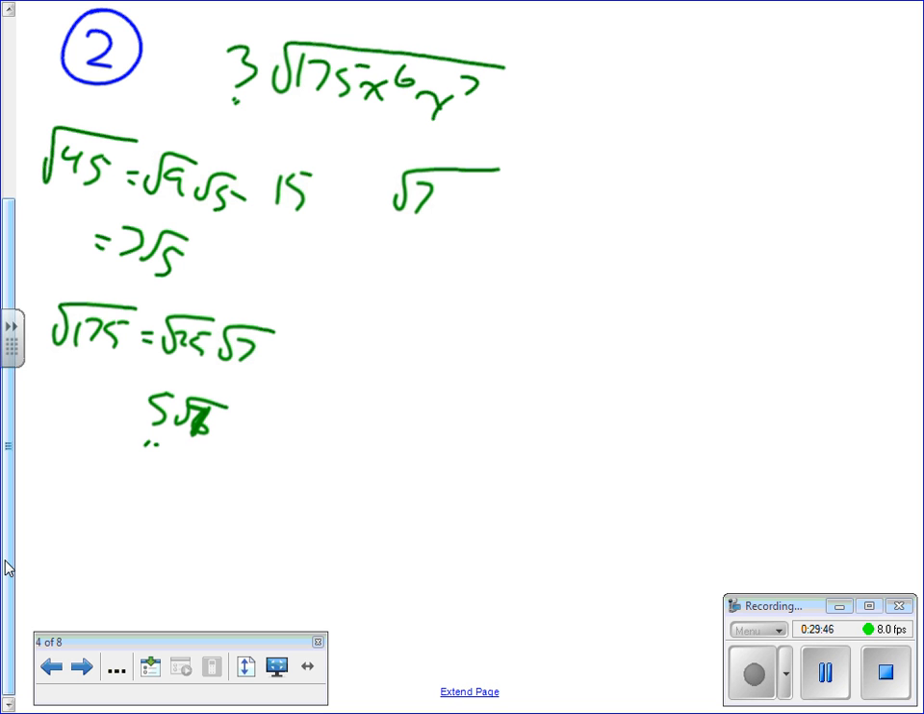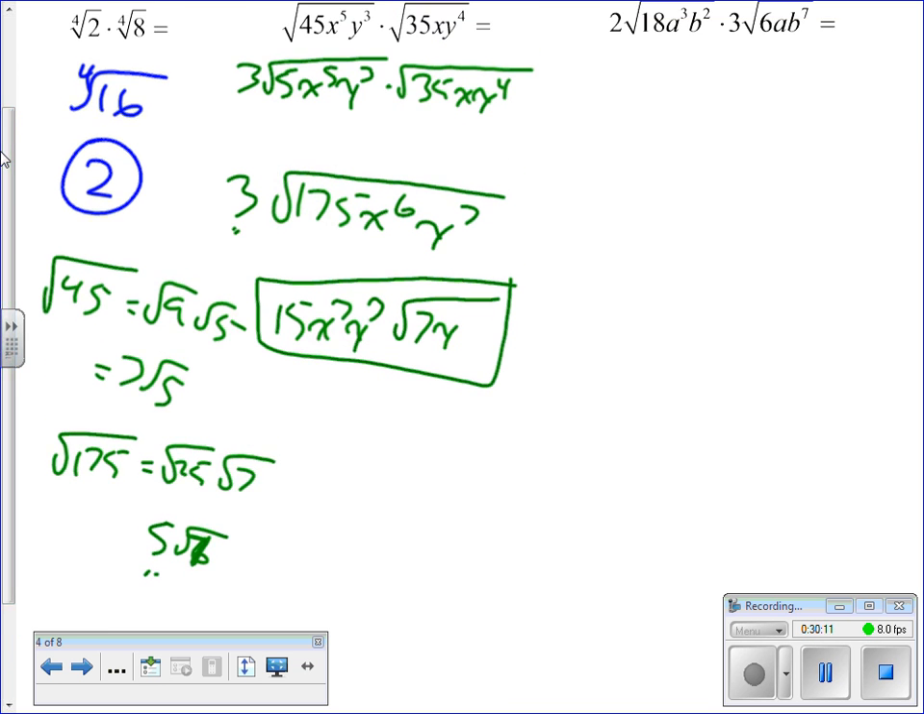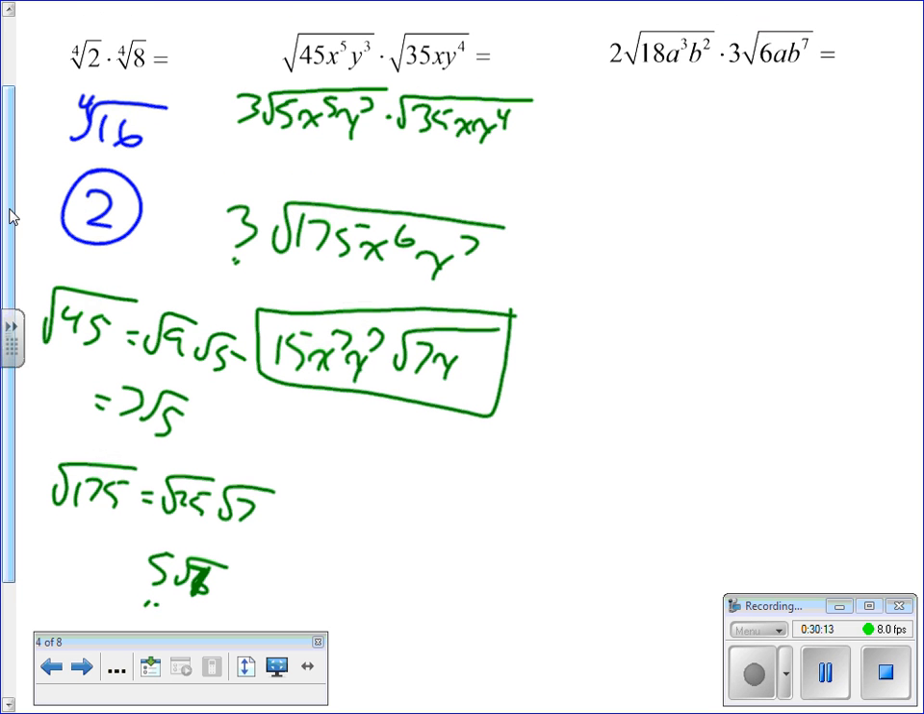Square root of x to the 6th. X cubed, that's easy. 6 is evenly divisible by 2, that's x cubed. And then the square root of y to the 7th. 2 goes into 7 3 times with a remainder of 1. So I have y cubed outside and y to the first left inside. I know, it's not pretty. It's not always pretty. Not always the best things are. In fact, some of the prettiest things are not always good.